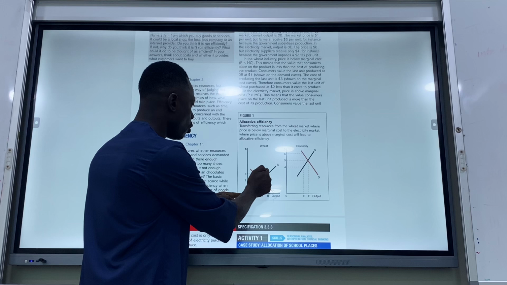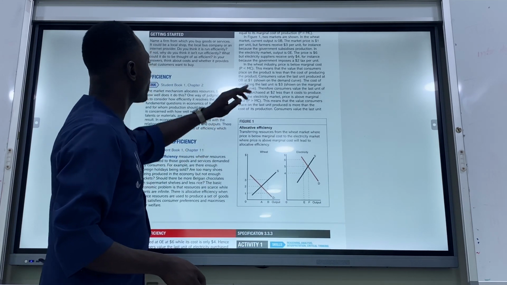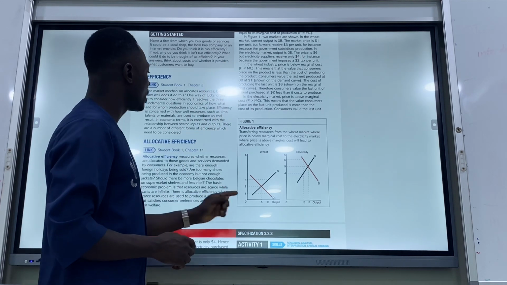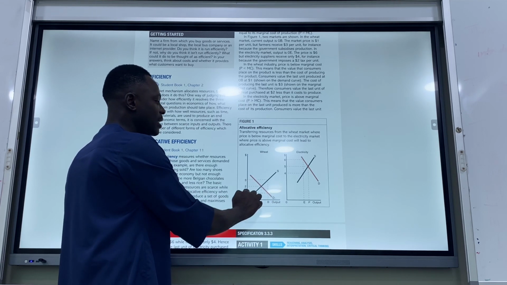The current output is OB. So in the market for wheat, the current output is OB. The market price is $1 per unit, but farmers receive $3 per unit. This is the market. This is excess supply, and this is excess demand.